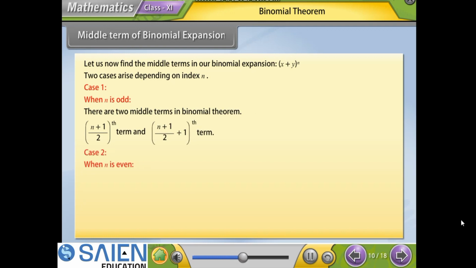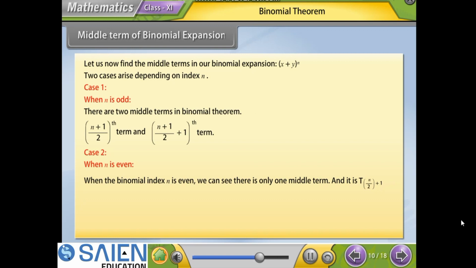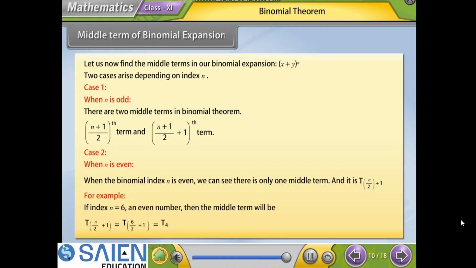Case 2. When n is even. When the binomial index n is even, we can see there is only one middle term, and it is t n by 2 plus 1. For example, if index n is equal to 6, an even number, then the middle term will be t n by 2 plus 1, which is equal to t 6 by 2 plus 1, which is equal to t4.